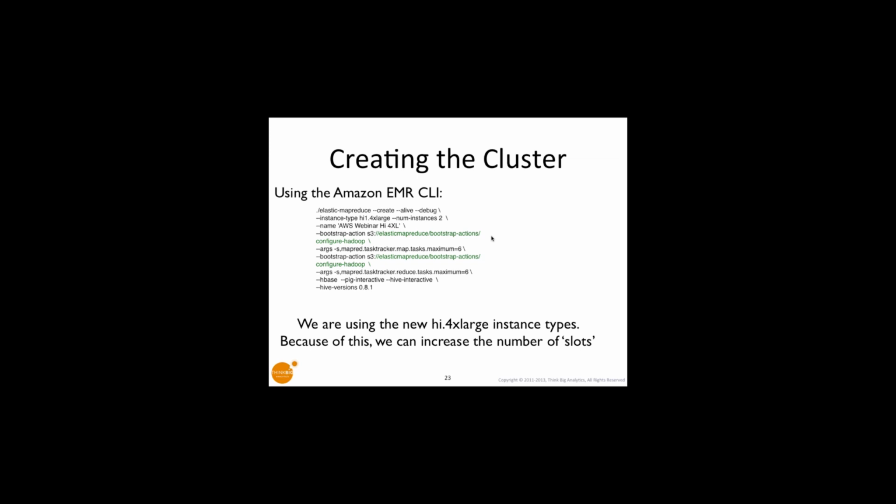By default, the Amazon EMR cluster starts up with 1 mapper and 1 reducer per node, so you don't get a lot of parallelism. Because these 4XL nodes have more disk, more memory, and faster disk, we're able to increase the number of parallel tasks that we can run on a cluster. While they're a little more expensive because they're much more powerful machines, we tend to be able to tune towards that.